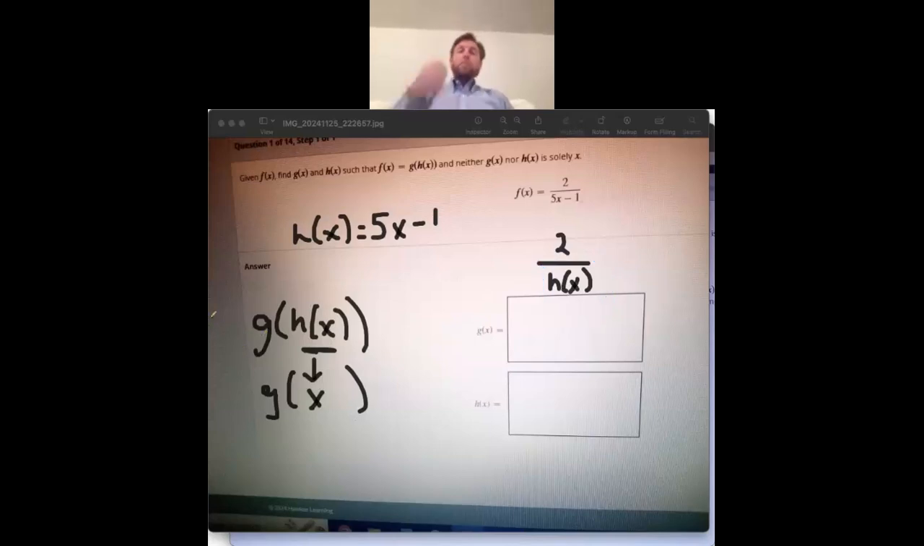So this time we're working backwards. We're going to pull that h of x out and replace it with an x. We're going to pull it out and replace it with an x. And this thing here is going to be g of x.